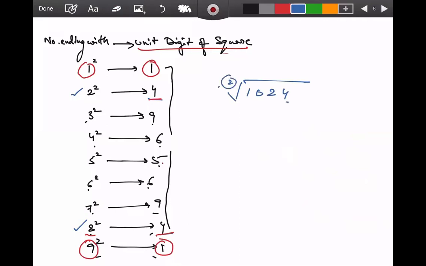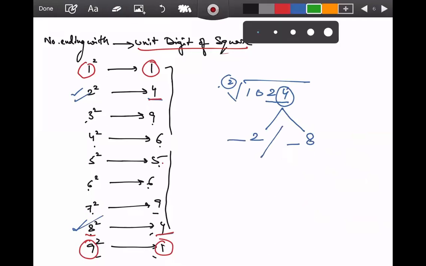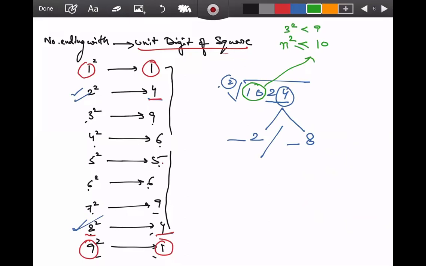First step, underline the last 2 digits, check the unit place. 4 is because of 2 or 8. Yes, sir. 2 possibilities. Other than the pair, we are left with 10. So we will check which number's square is just less than or equal to 10. कौन से number का square 10 से just पहले आता है? So 3 or 1. 3. 4 square is 16, no? Yes, sir. So 3 square is just less than 10.